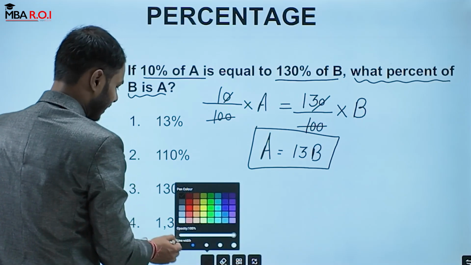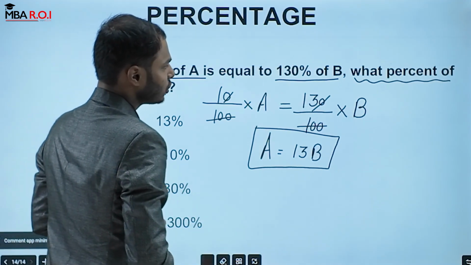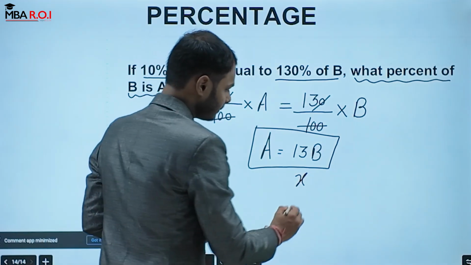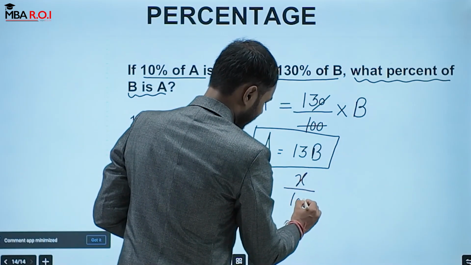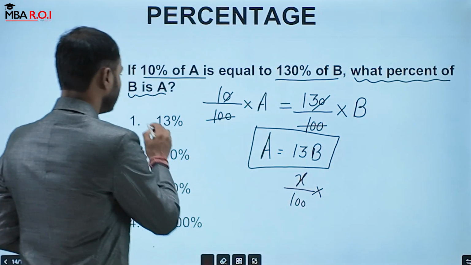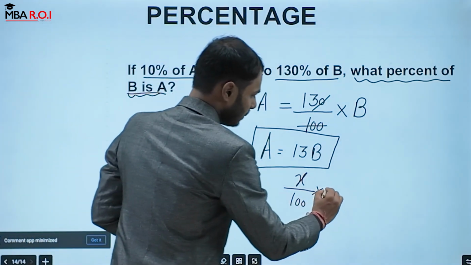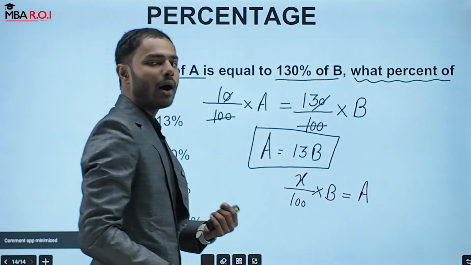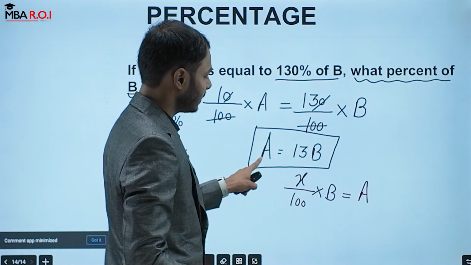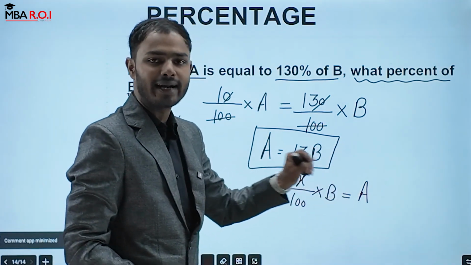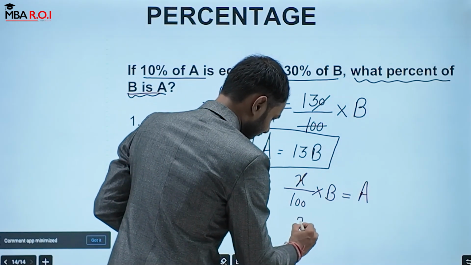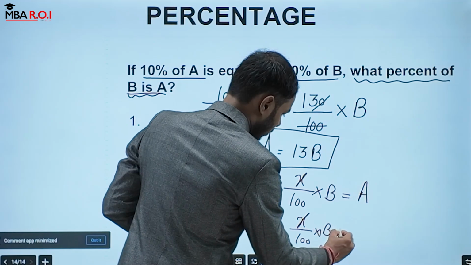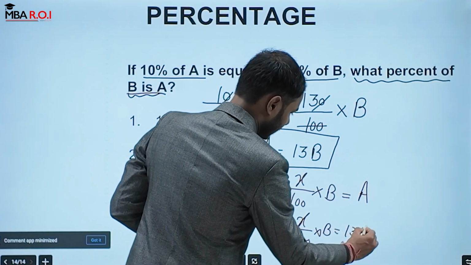How we can use the keywords? Let me write it with another pen. So what percent means, what means any kind of unknown variable x, percent means divided by 100, of means multiplication, B is A. Now how we can simplify? We know this relation that A is equal to 13B, so we can directly put it here. So we will get that x divided by 100 times B will be equal to 13B.